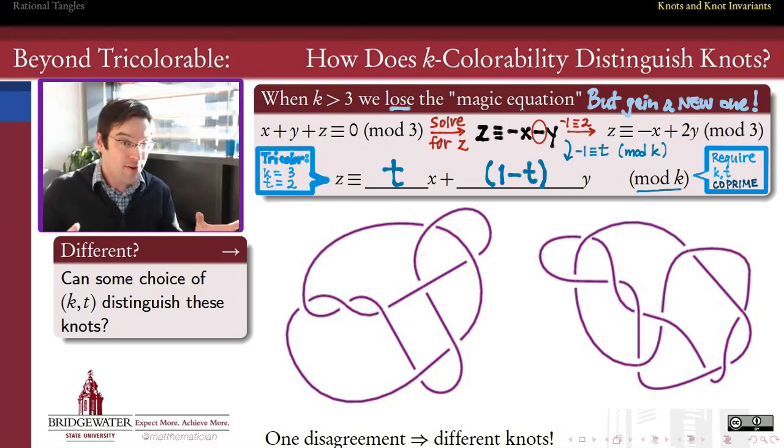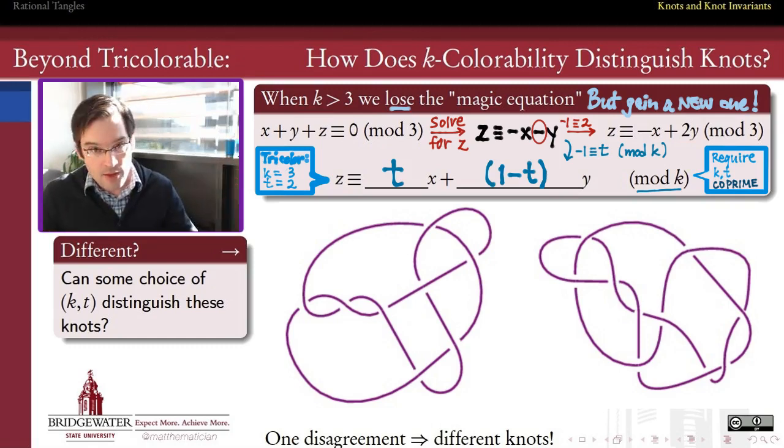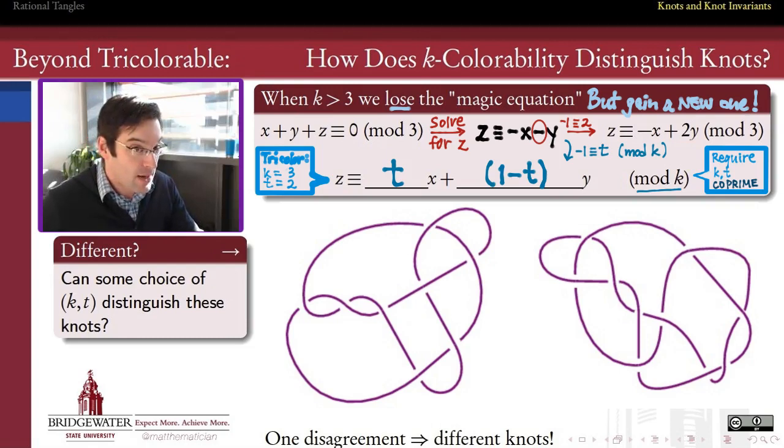And that's ultimately the question of knot theory: how do we use the tools at our disposal to determine whether two diagrams are showing us the same knot or not. So let's use the generalized k-coloration idea to see if we can distinguish between these two knots. Because if these two knots are in fact the same knot, then any type of coloration that I choose is going to give me the same results for both of these knots. But if I can find even a single disagreement, a single choice of number of colors, or of the value of t that I use in my magic equation, that gives me different results for these two knots, then we must know that these two knots are different.